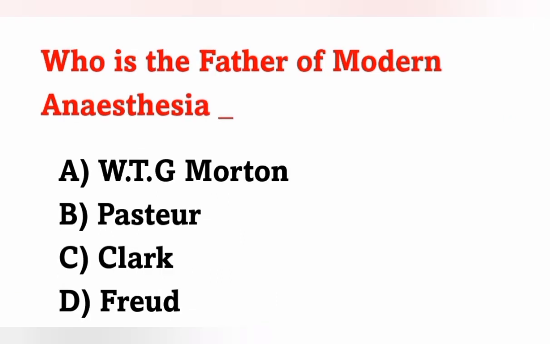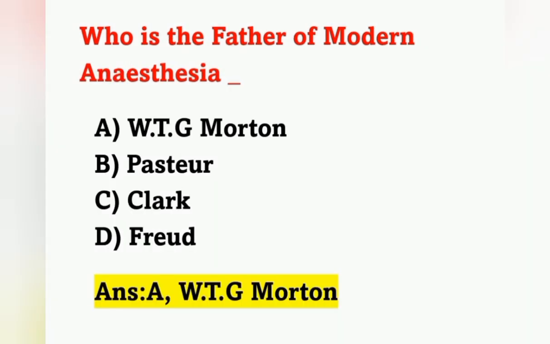Who is the father of modern anesthesia? Options, option A, W.T.G. Morton, option B, Pasteur, option C, Clark, option D, Freud. Father of modern anesthesia is option A, William T.G. Morton or William Morton is the correct answer.